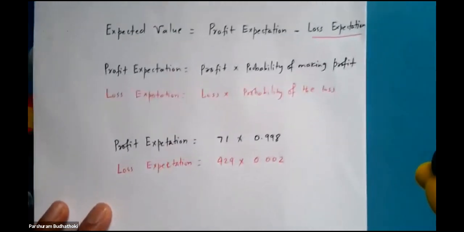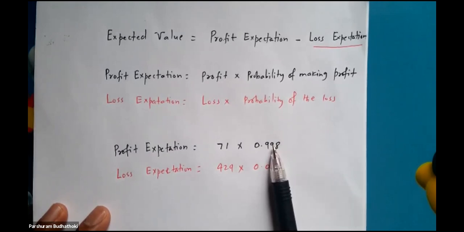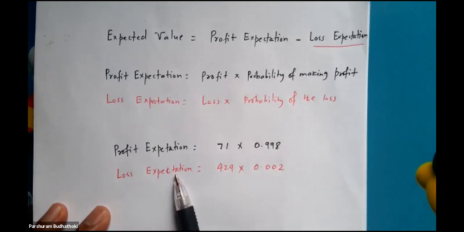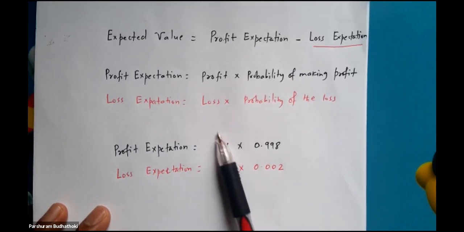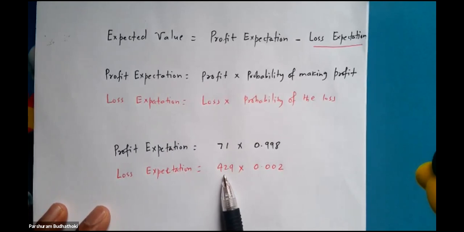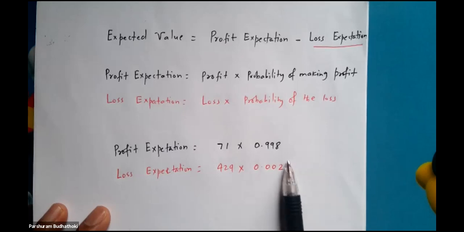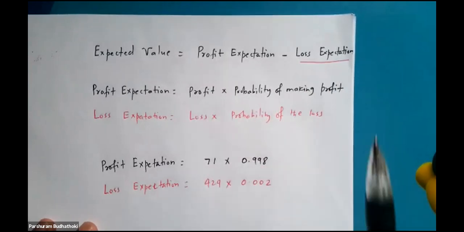So now to find out the company expectation, you just have to use this formula. Look at here. Profit expectation 71, which is the profit for the company. And this is the probability of making that profit, because this is the chance of not failing the product. Loss expectation, the company has to pay $500, but out of that 71 they're already making from the customer. So they just have to pay 429. So don't forget to subtract this 71 from 500. And then the chance of failing the product is 0.002. So just use this value back here, and that will give you the expected value.